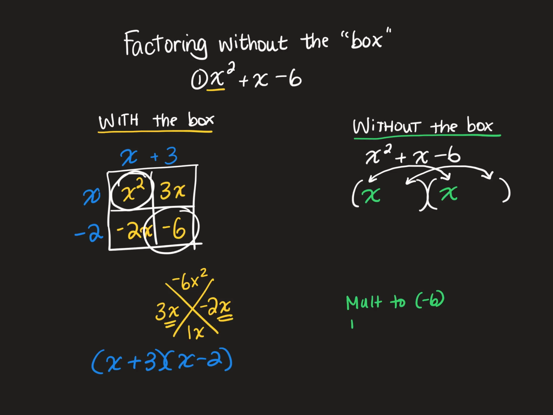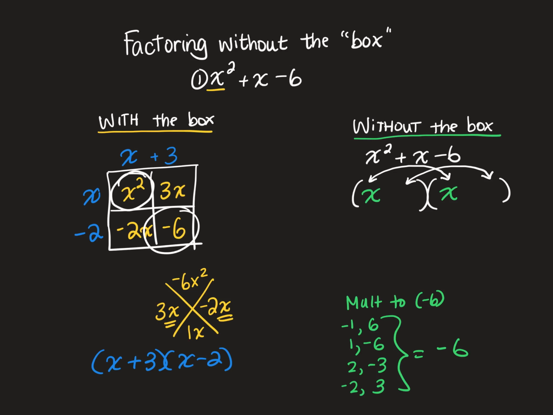I could have 1 and 6. I'm sorry, I have negative 1 and 6. I could have 1 and negative 6. I could have 2 and negative 3. And I could have negative 2 and positive 3. And all of these multiply to negative 6. So now the question is, which one of those will actually work?